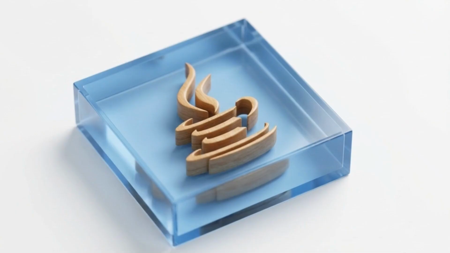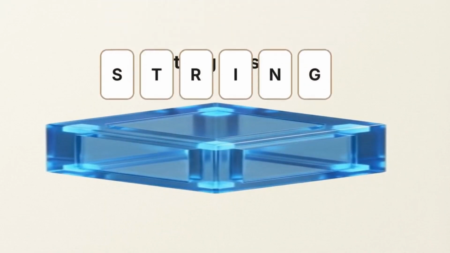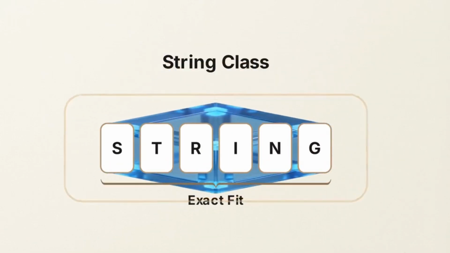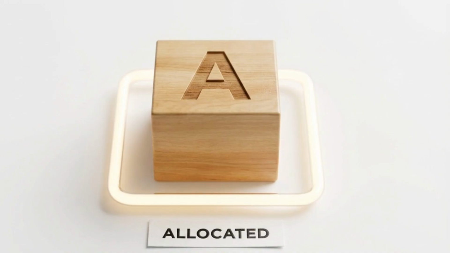Object-oriented languages like Java and C# take a different approach. They wrap strings in built-in classes, which are sophisticated structures that calculate and manage the exact memory sizing automatically upon declaration. Python and JavaScript simplify the architecture. In these environments, there is no single character data type. A single letter is declared and treated entirely as a string of length 1.